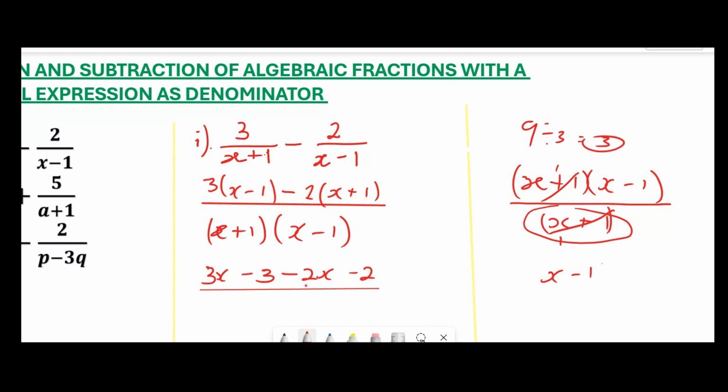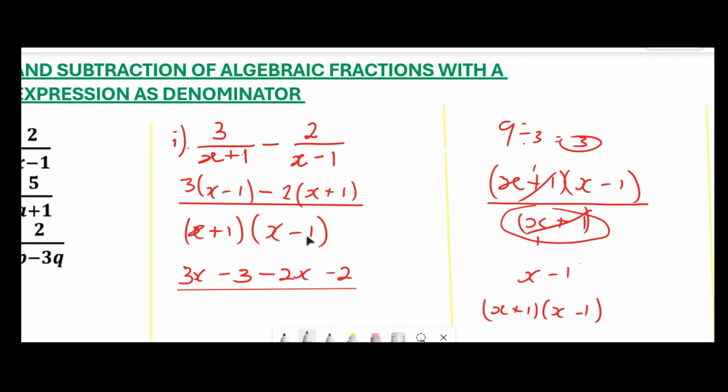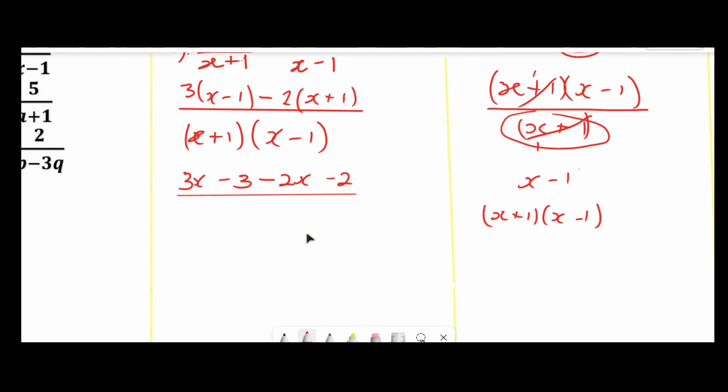But you see, we have the denominator as two binomials multiplying each other, I mean, x plus 1 multiplying x minus 1. You can decide to maintain your denominator as this, or if you want to simplify, you can simplify. Let's simplify and see what we are going to get. So if we simplify, this is what we're going to get.